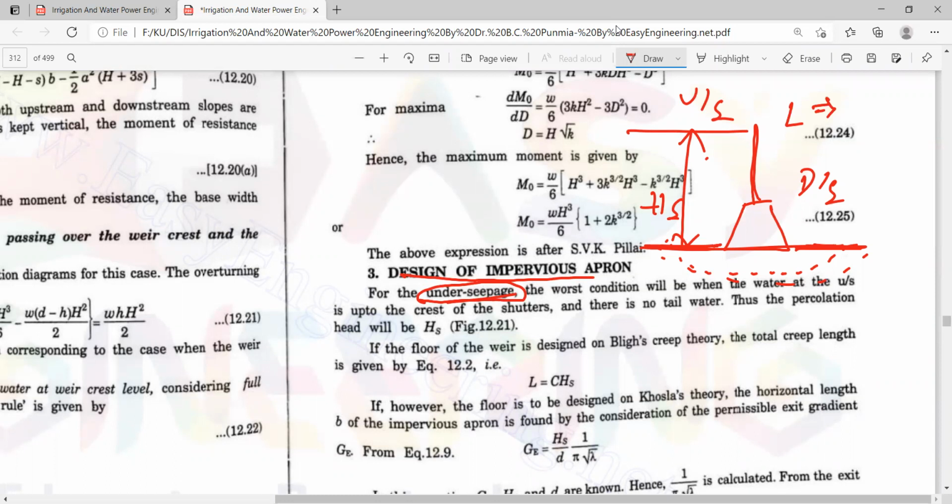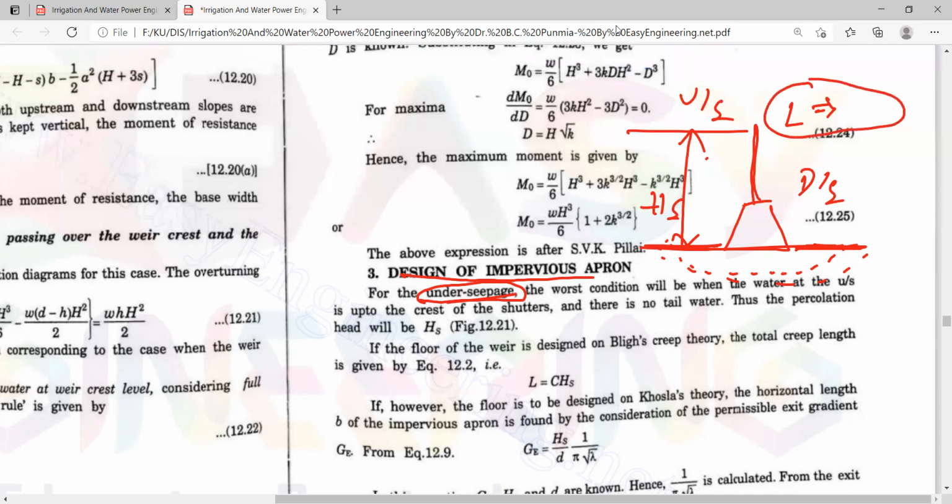If this is the head, then how much length will the water seep or creep from upstream to downstream? Up to what length can it seep because of this energy, because of the head? Water will move from the upstream side to the downstream side. To what extent the water will move, that we need to calculate. That is the length of seepage or creep length.